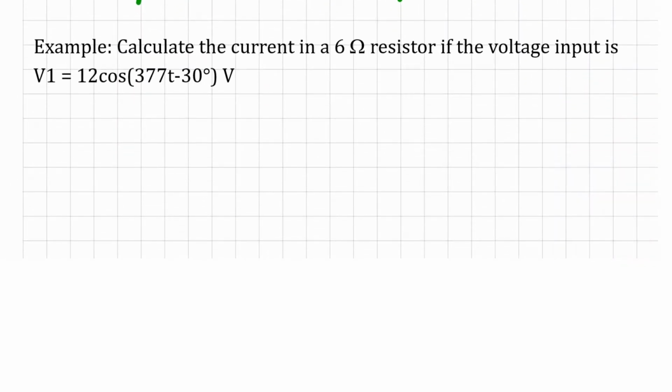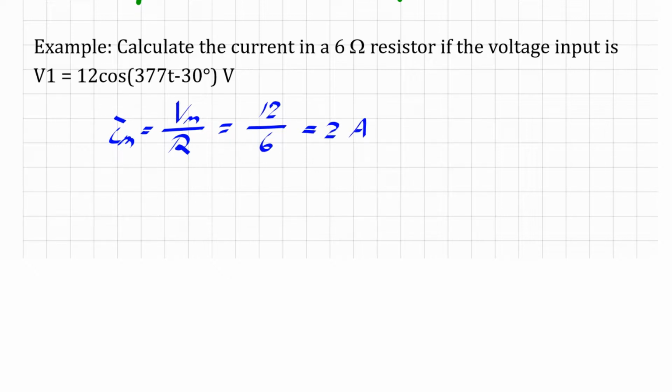So here's an example. We want to calculate the current in a 6 ohm resistor if the voltage input is 12 cosine(377t - 30 degrees) volts. As we just obtained the relationship, the current amplitude Im is equal to Vm divided by R, which is simply 12 divided by 6, which is 2 amperes.